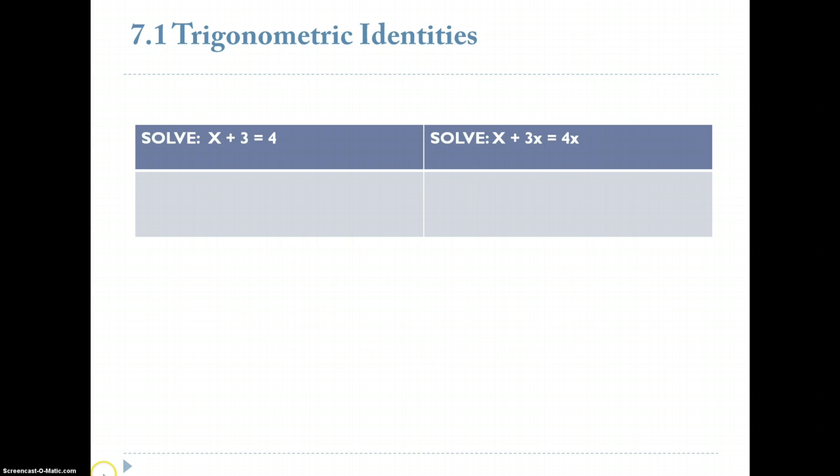What is a trigonometric identity? A trigonometric identity is essentially just a rule that is true for all values that you plug in. So, looking at this equation, x plus 3 equals 4. This is only true when x equals 1. But if I look at this equation, x plus 3x equals 4x, well, this equation is true no matter what I plug in for x. And that's the difference really between an equation and an identity.